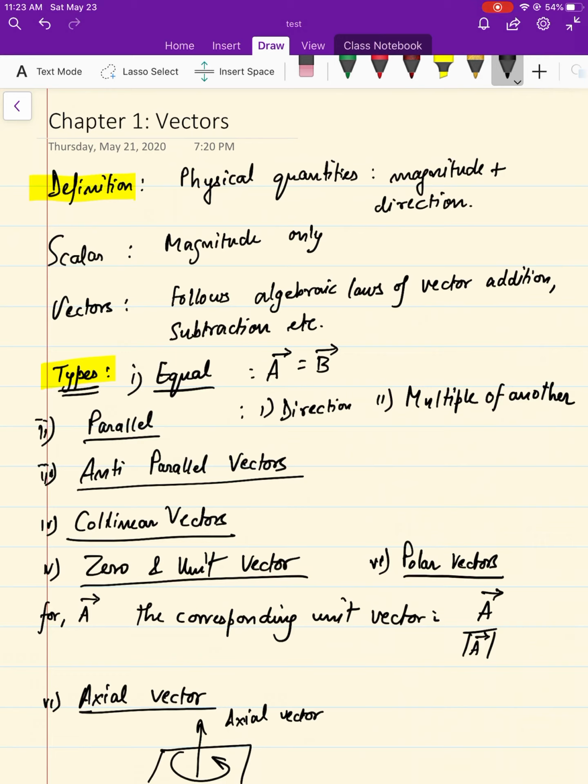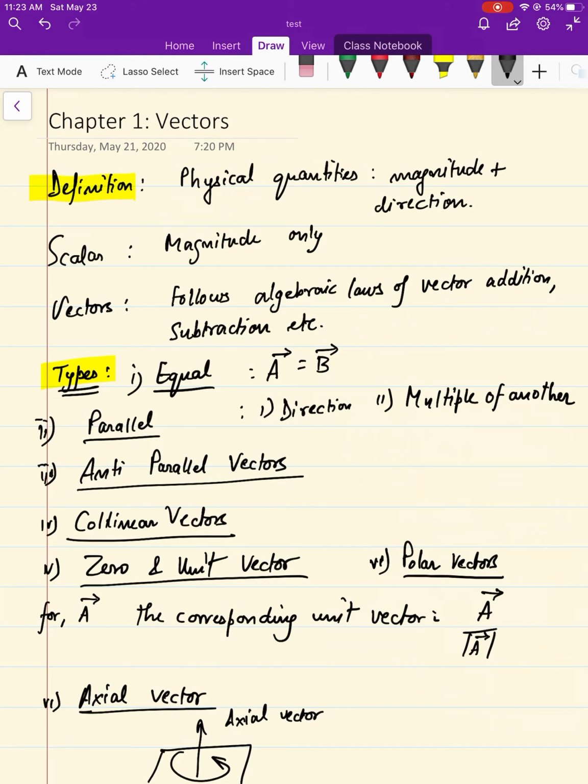So we'll discuss at length what vectors are, what its properties are, and the way they are used throughout physics, and the way you can use them when you are solving numericals, and the way you can do some proofs. Okay, so we start with the definition of a vector.